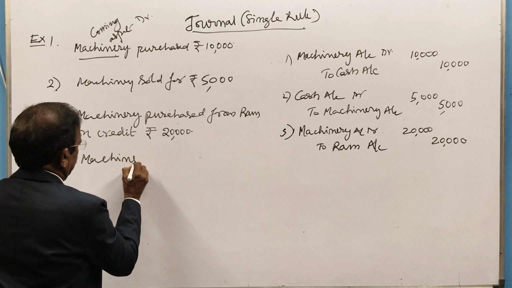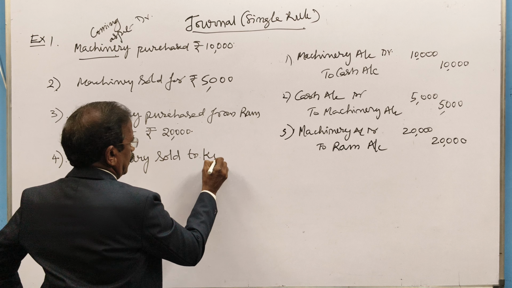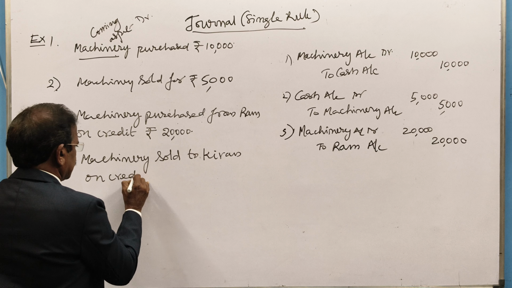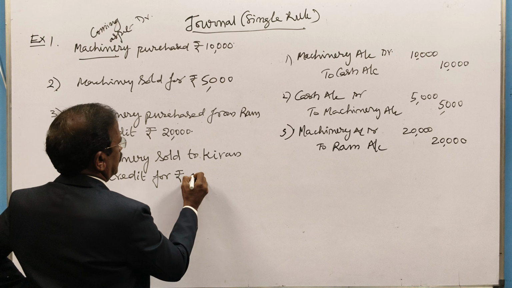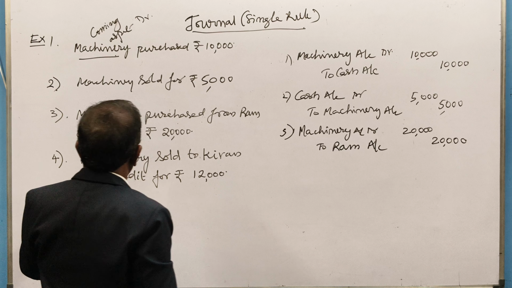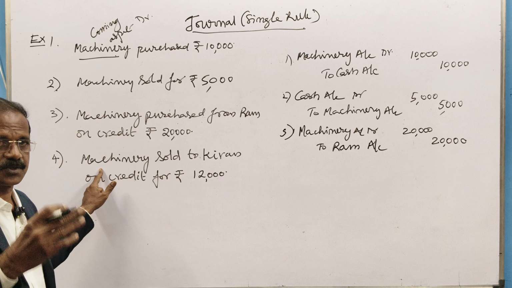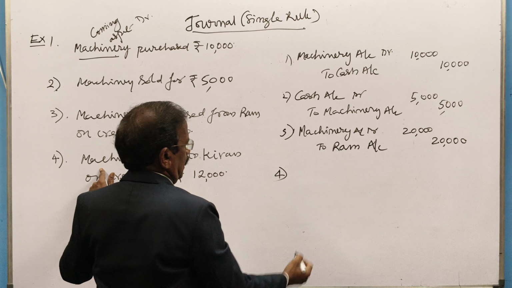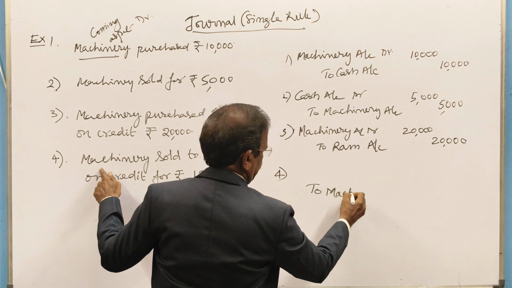Machinery sold to Kiran on credit for rupees 12,000. Here machinery is sold, which means machinery is going out, that is the going aspect. Immediately I am writing the going aspect, that is machinery account.